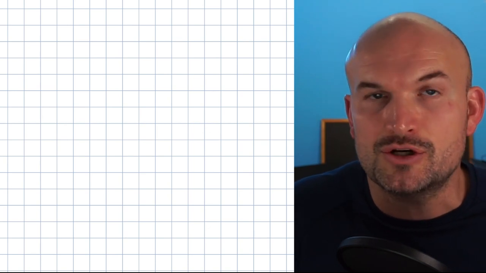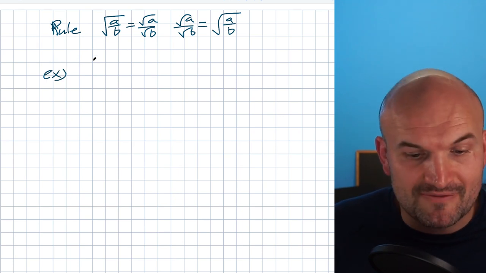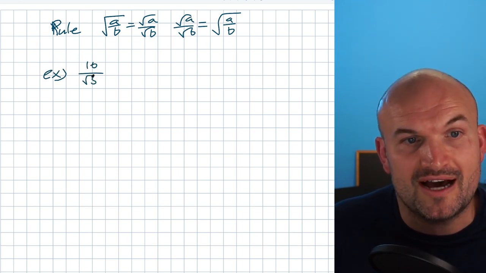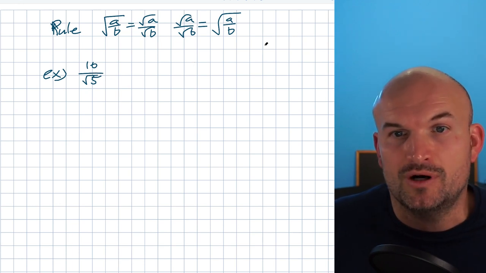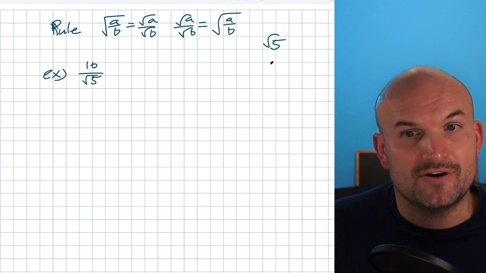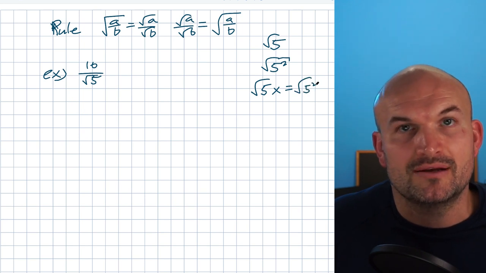But before we do that, let's just go through a simple division problem, making sure we understand how to do something like this. So if I have 10 over the square root of 5, our main goal is to get rid of the square root of 5. Now again, how do I get rid of the square root of 5? Well, I can't simplify the square root of 5. However, I can simplify the square root of 5 squared. What can I multiply by the square root of 5 to make it equal the square root of 5 squared?